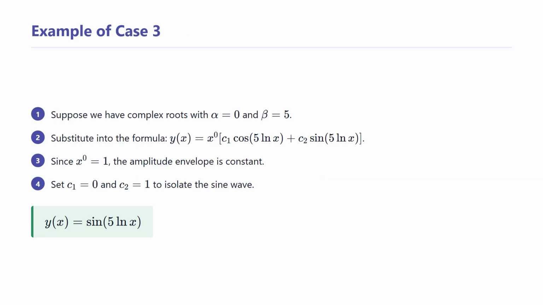Let us see how this oscillatory behavior looks mathematically. Suppose our roots are purely imaginary, meaning alpha is 0 and beta is 5. We substitute these into our case 3 formula. Because alpha is 0, x to the power of 0 is 1, meaning there is no growth or decay envelope. If we set c1 to 0 and c2 to 1, we get y equals sine of 5 times the natural logarithm of x. This represents pure logarithmic oscillation.